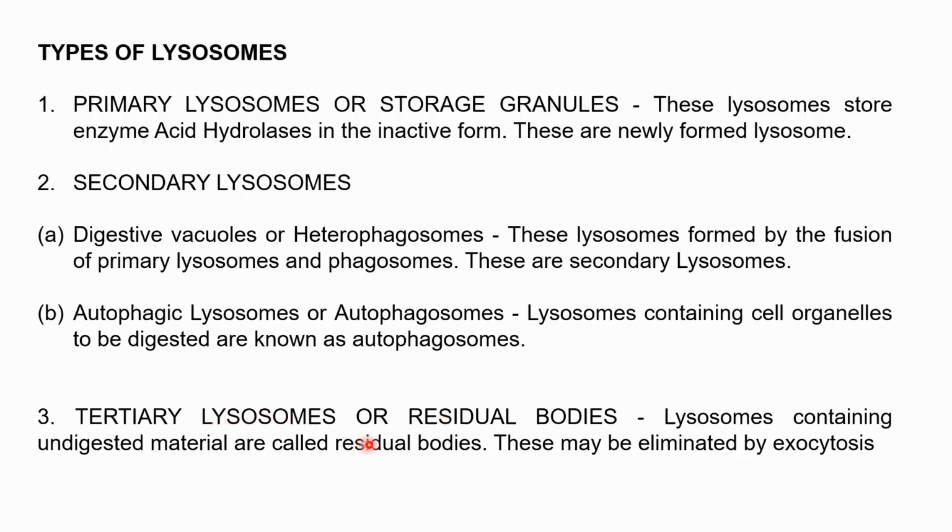The third is tertiary lysosomes or residual bodies. These are lysosomes containing undigested material. As the name suggests, residual bodies means the remaining ones. So the lysosomes containing undigested materials are called residual bodies. And since these are undigested material, they are thrown out of the cell. They are excreted out of the cell by the process known as exocytosis. So these are the three basic types of lysosomes. The first is the primary lysosomes. The second is secondary lysosomes. The third is residual bodies or tertiary lysosomes.